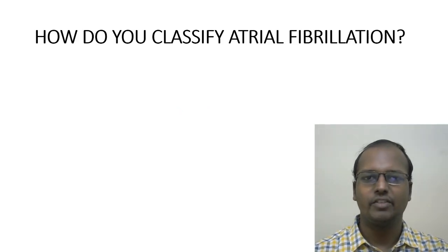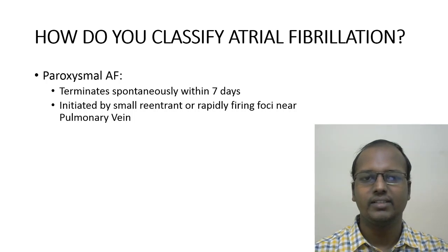So how do you classify atrial fibrillation? We can classify this based on the duration into four varieties. One is paroxysmal AF, which terminates spontaneously within 7 days, and it is usually initiated by small re-entrant or rapidly firing foci near the pulmonary vein.